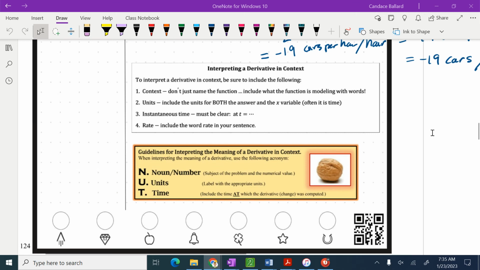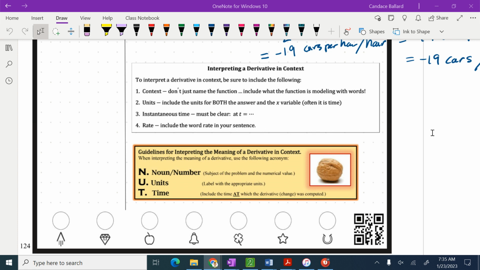We need to remember when we're trying to interpret the derivative in context. Last week, we just focused on that. When you see that table, you're likely calculating the slope. That's not the only time you might be calculating the slope, right, with the f prime, but we're going to learn how to interpret what we just had, okay?